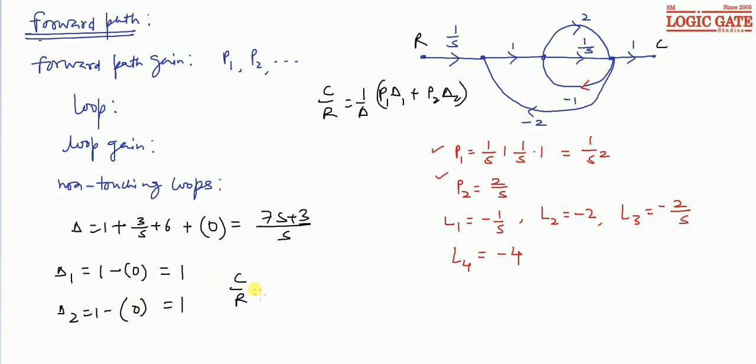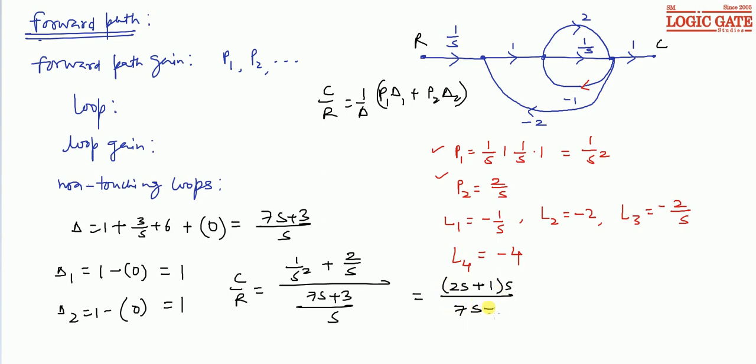So C by R is P1. P1 is 1 by S square into del 1, that is 1, plus P2, 2 by S into del 2, del 2 is 1, divided by del. So del is 7S plus 3 by S. So we can write it as (2S plus 1) into S by (7s plus 3). So this is the closed loop transfer function for this signal flow graph.